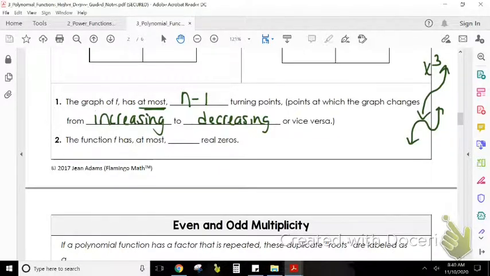The function f has at most n real zeros. So the degree is going to tell us how many zeros we have. This one says at most n because we're talking about real zeros. Remember, some of them can be imaginary. So what's another word for zeros, though? Remember, zeros are also called roots, x-intercepts, and solutions. So they could word it either way. They don't have to just say zeros.